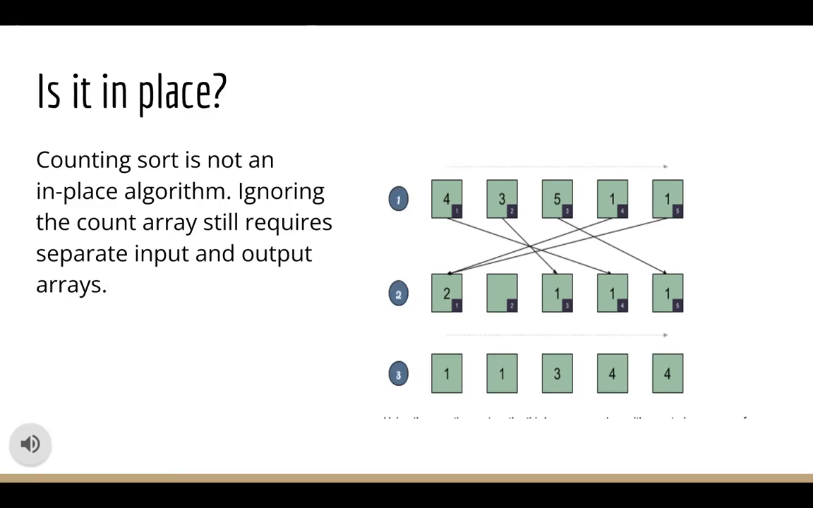As described, counting sort is not an in-place algorithm. Even disregarding the count array, it needs separate input and output arrays. It is possible to modify the algorithm so that it places the items into sorted order within the same array that was given to it as the input, using only the count array as auxiliary storage. However, the modified in-place version of counting sort is not stable.